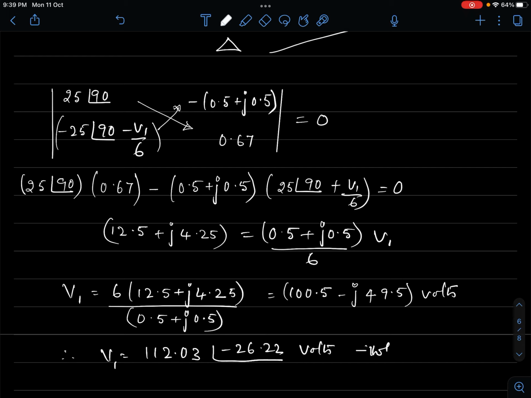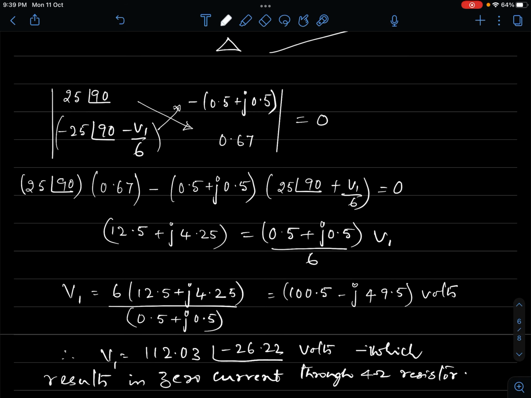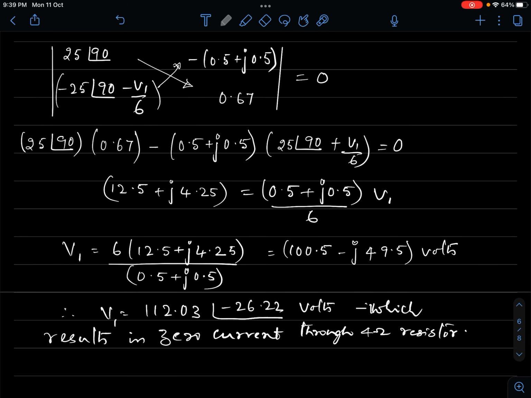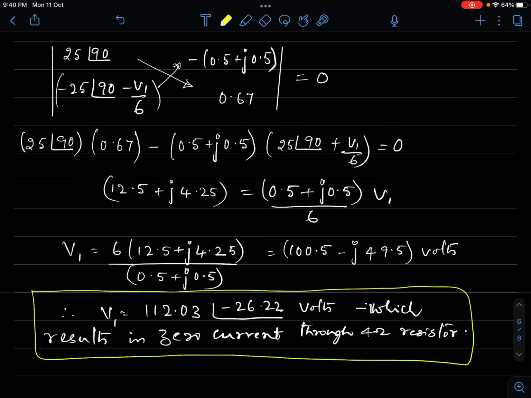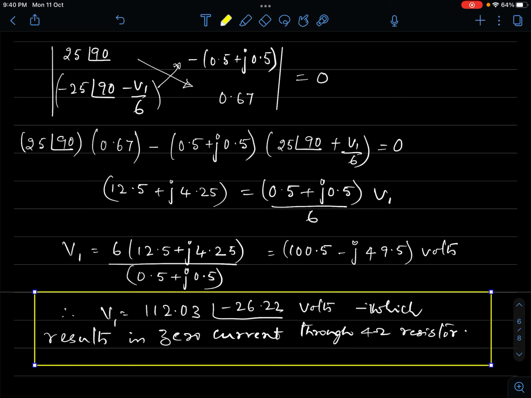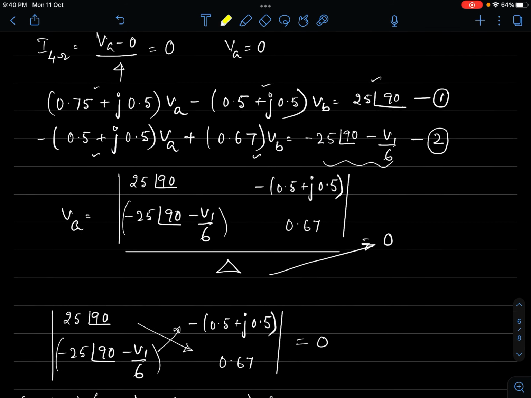Which results in zero current through the 4 ohm resistor. So this much voltage is needed to be applied so that there is no current in the 4 ohm resistor. This completes the problem. Alright, it is very simple.